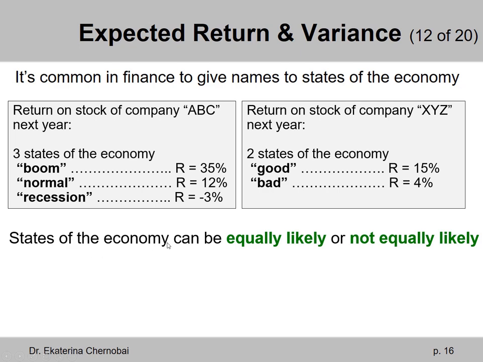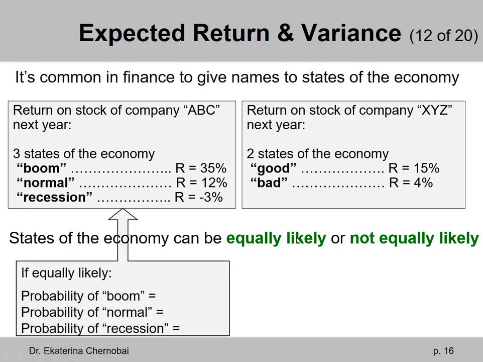So the states of the economy can be equally likely or not equally likely. What would equally likely mean in the example we just looked at with the boom, normal, and recession states of the economy? Equally likely would mean that all three states of the economy will happen with the same exact probability. So the chance of something happening is 100%. If we divide 100% by 3, we get 33.3% of boom, of normal, and of recession.